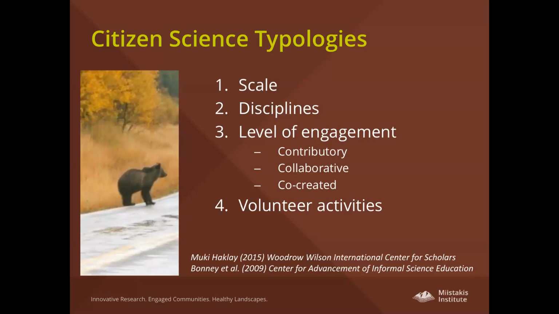Another typology with citizen science is the disciplines themselves. There's a broad range of disciplines that citizen science addresses. We have citizen science that addresses astronomy, biodiversity, history, literature, climate, and social science. So a real wide diversity there. And then we also find in citizen science different levels of engagement, and they're often defined three different ways.